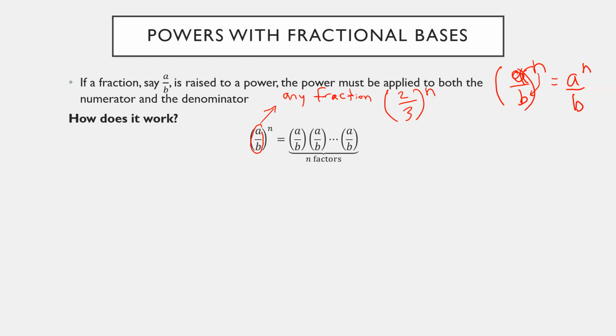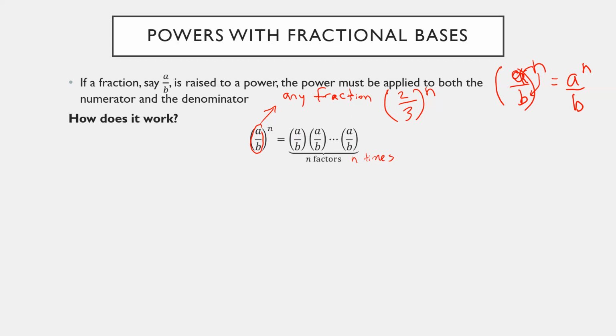So what we're saying is we have some fraction raised to an exponent, and what does that actually mean? Like, what does that expand to? If we have a over b to the power of n, what that means is I'm multiplying that fraction a over b a total of n times. So I'm multiplying it n times. And again, n just represents a number we don't know.